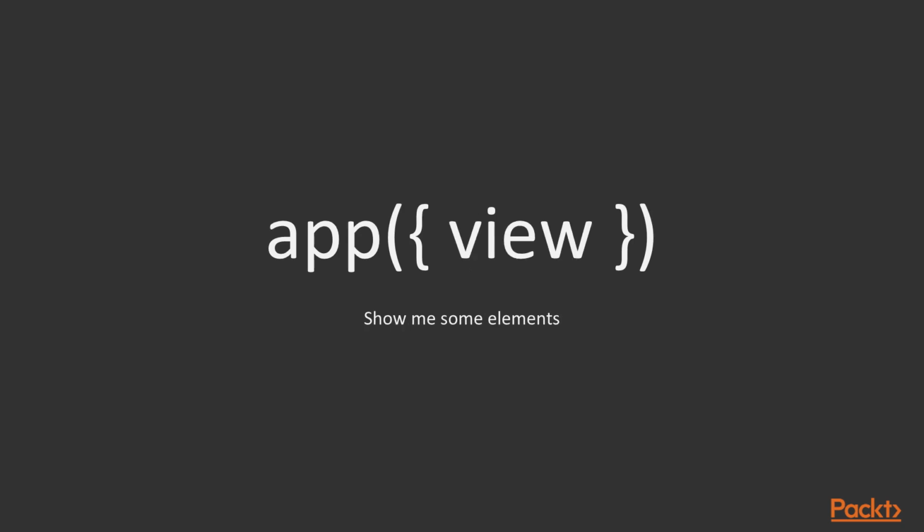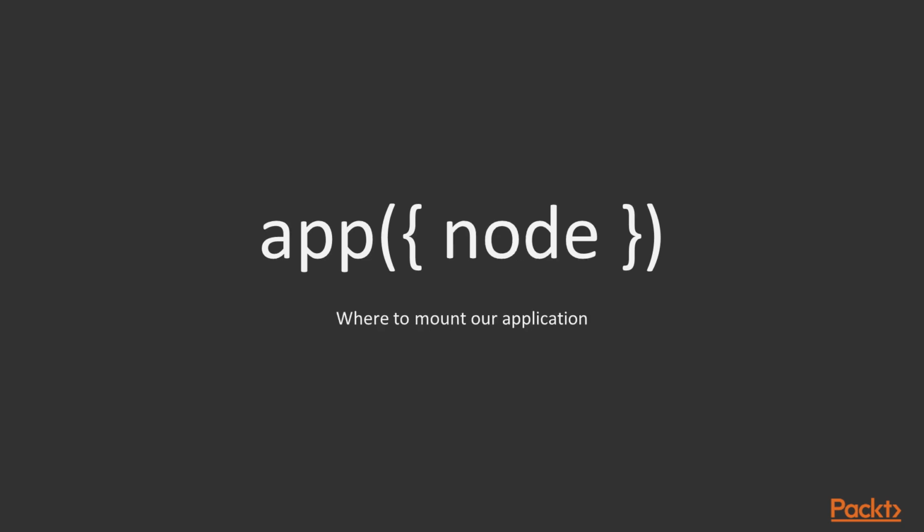The View app prop is a function that returns a virtual DOM tree, which Hyperapp can translate into real HTML elements. The View function takes the current app state as its parameter, so our view can react to state changes. The Node app prop tells Hyperapp where to render your app on the web page. Use JavaScript to find the element in the document body and pass it here.